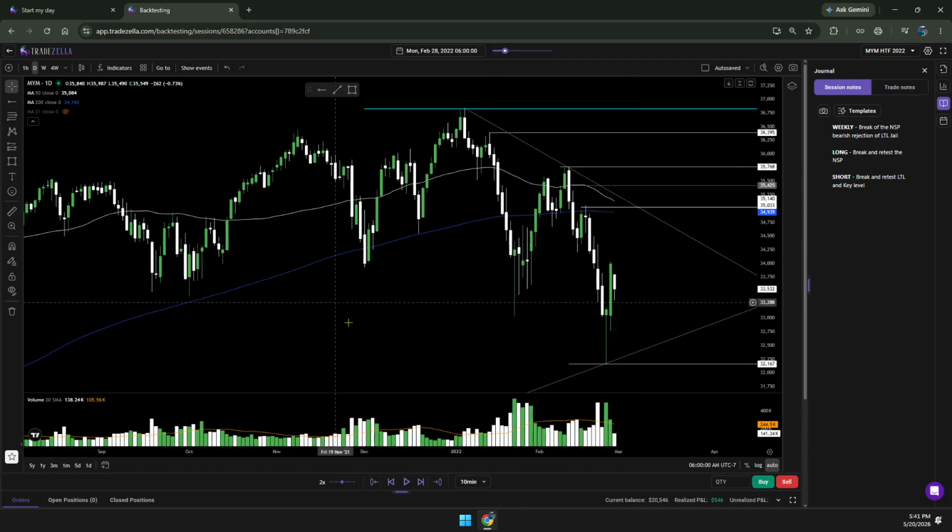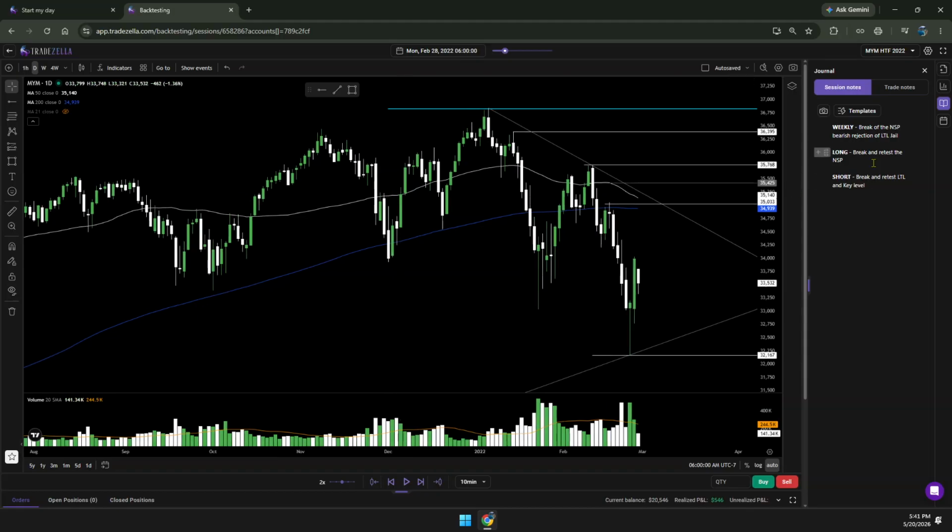So yeah, let's see what's happened. So now I have my goal. I know where my weekly is, so I don't have to look back at that, because it's going to be the whole week. And now I have what I expect for this week. Now this is just for this week. Break and retest the narrow state position for a long. I need a break and retest of the lower trend line or key level.